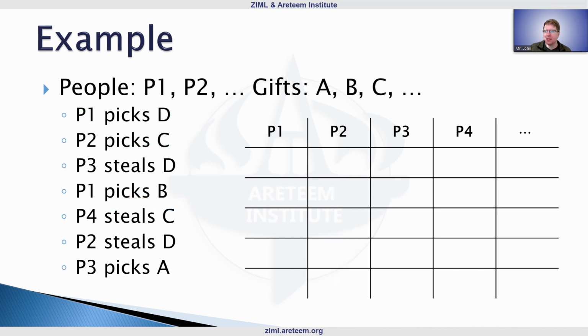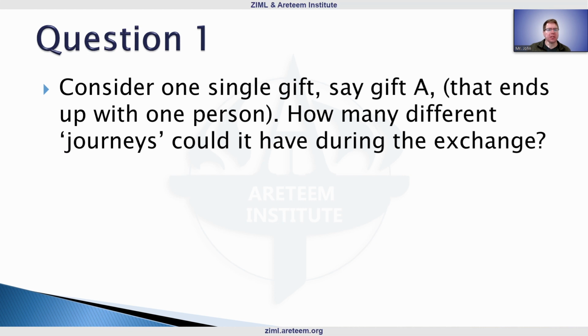So that is our 2 questions actually here. Consider one single gift. Does it matter which gift it is? No, we just saw an example of D, right? Say gift A, and it ends up with a single person. How many different journeys could it have? Just to hopefully make this clear, what are some examples of this?